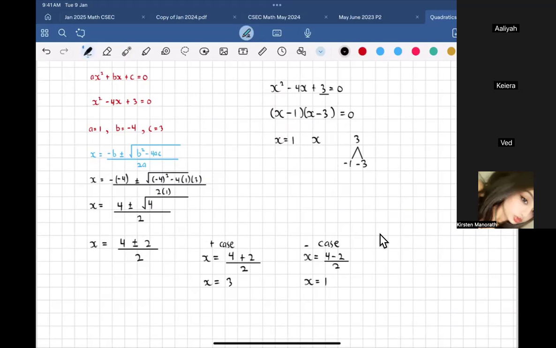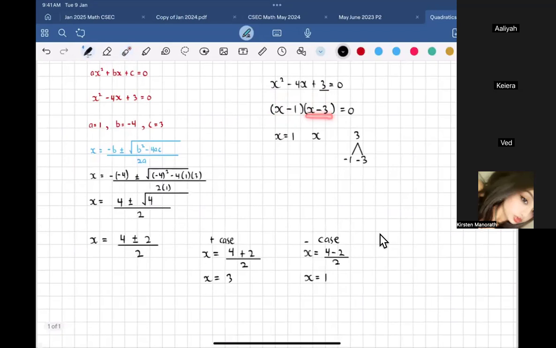0? No. If I put 0 into any of these brackets, I will not get 0. 0 minus 1 is not 0. 0 minus 3 is not 0. So if I put 1 here, 1 minus 1 is 0. A way to look at this bracket: what minus 3 will give me 0? 3.